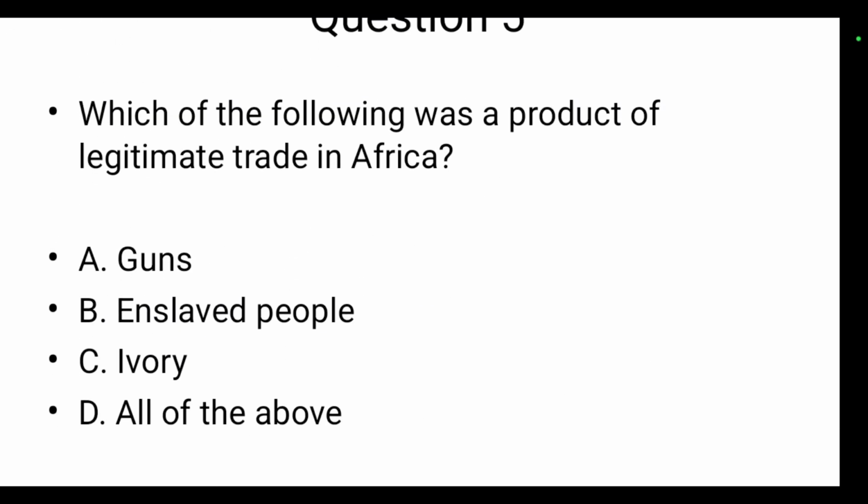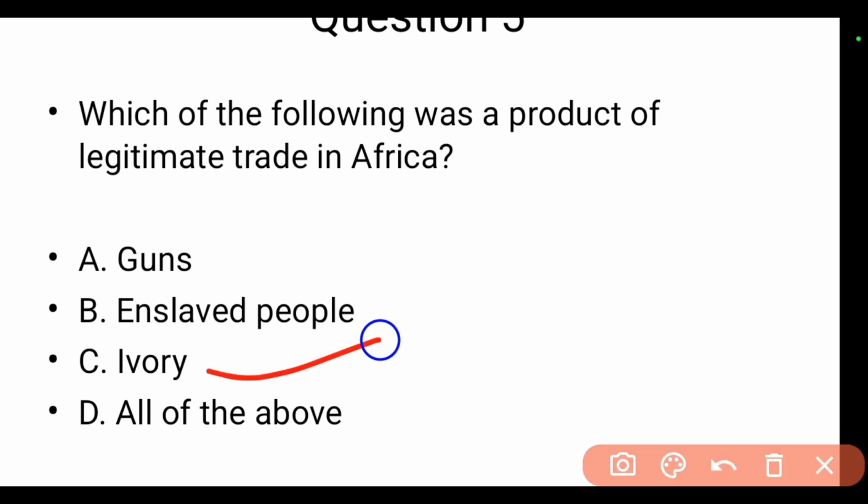Question number 5. Which of the following was a product of legitimate trade in Africa? A. Guns. B. Enslaved people. C. Ivory. D. All of the above. The answer is C. Ivory.